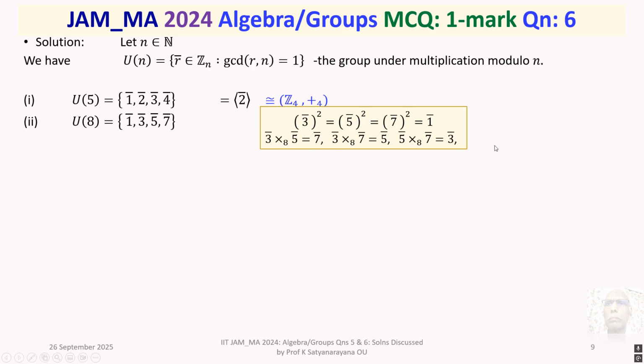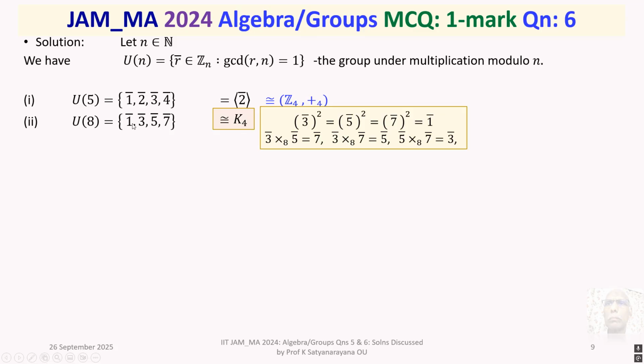Now, do you remember anything after seeing this one? We have a group called Klein's 4 group, which has 4 elements: E, A, B, C. A square equals B square equals C square. AB is equal to C. AC is equal to B. BC is equal to A. So that is the one. Therefore, it is isomorphic to K4. U8 is isomorphic to K4.